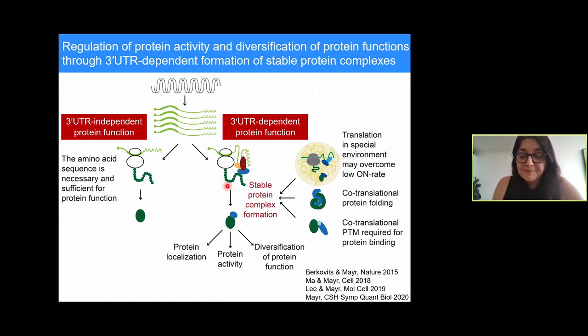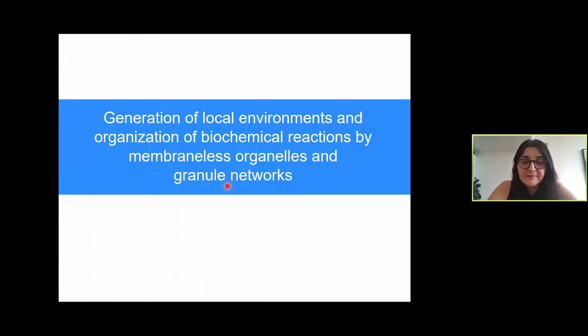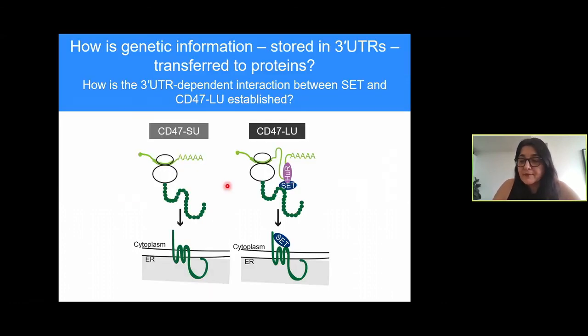And so in the second half of my talk, I want to focus on the other function of 3'UTRs, because we found that they can actually contribute to the generation of local environments during translation. And they can influence biochemical reactions that happen in these membraneless organelles.